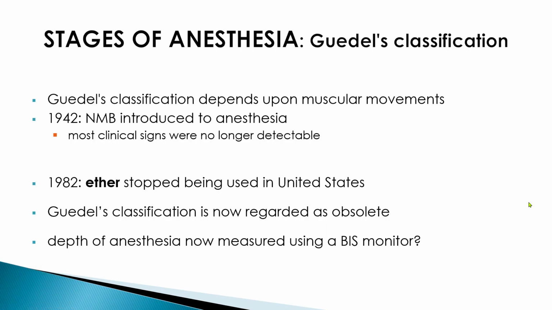In 1942, neuromuscular blockade, though, was introduced to anesthesia. So a lot of his assessments went out the window because they depended on muscle movements. In 1982, they stopped using ether, which was good because it made probably the majority of patients sick to their stomach. I'm old enough to remember people having surgery with ether, and the vast majority of them were nauseated after surgery. So Goodell's classification is now regarded as obsolete.